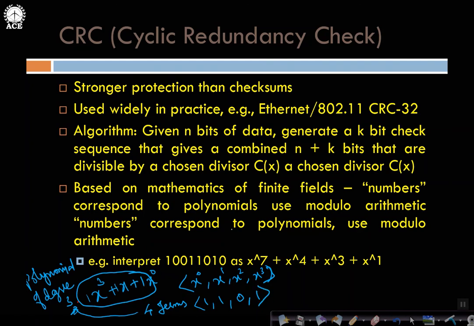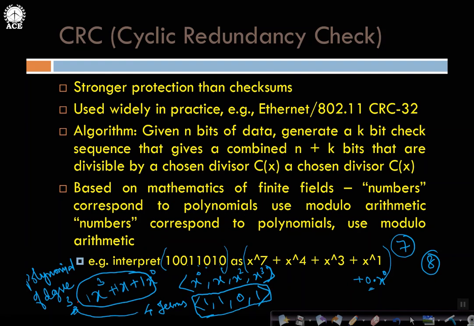So what this says is that every polynomial of some degree actually represents data given by its coefficients. For example, this is a polynomial of what degree? 7. Degree 7 means it has 8 terms. What are those 8 bit values? The coefficient of x power 0 is 0. x power 1 is 1, x power 2 is not there, so this is 0. x power 3 is 1, x power 4 is 1, x power 5 and 6 are not there, so 0, 0, and x power 7 is 1. So these are the data corresponding to this polynomial.